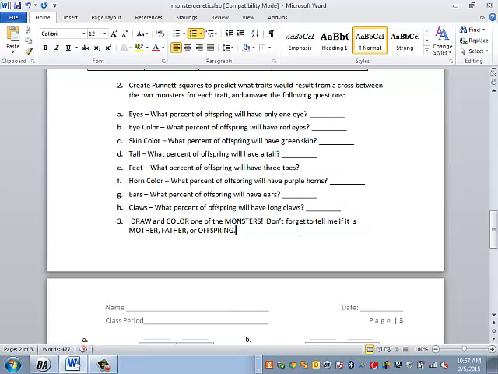Okay. At the very end of this, what I would like for you to do is take out a blank piece of paper, and I want you to draw and color one of the monsters. You can either draw and color the mom, you can draw and color the dad, or you could draw and color the offspring.